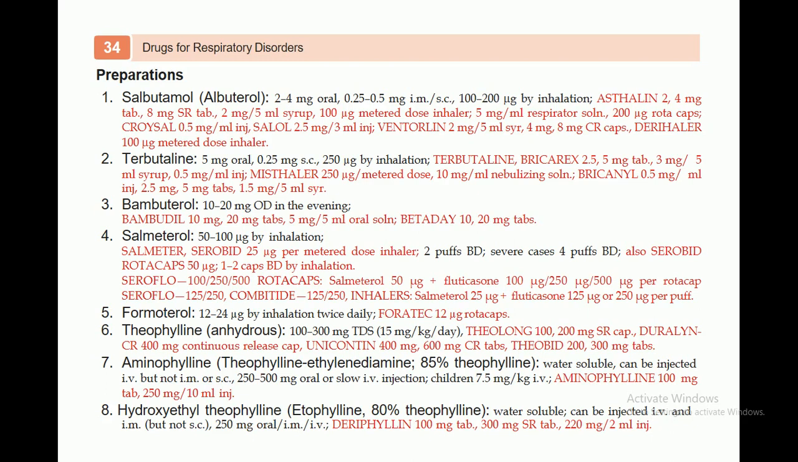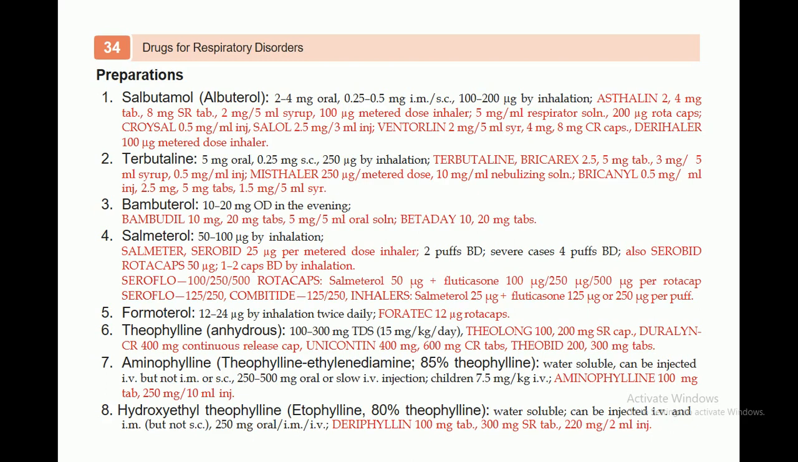Another one is bambuterol. This is another bronchodilating agent, a drug used in the treatment of respiratory disorders. It is also available at the dose of 10 to 20 milligram OD in the evening. Bambuterol is available in 10 milligram and 20 milligram tablets and 5 milligram per 5 ml oral solution. For example, Bambec 10, 20 milligram tablets.